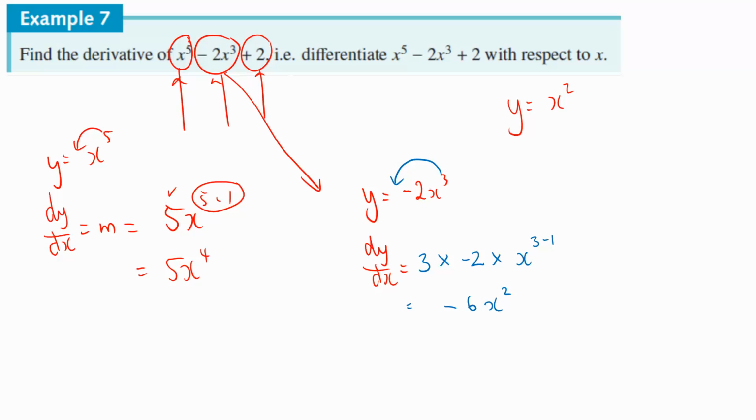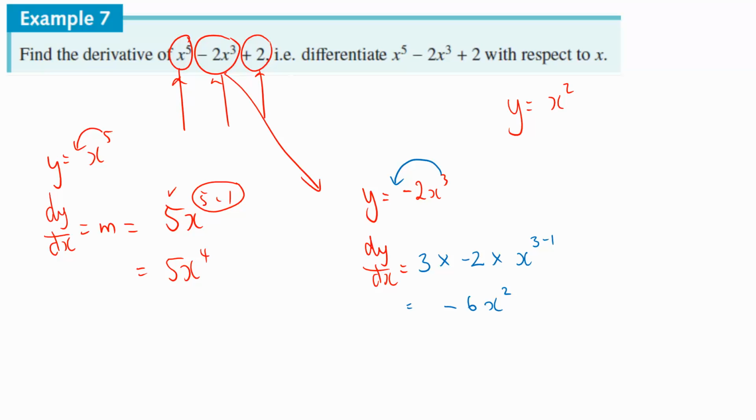Okay, so you can see I'm just differentiating each term. So this whole equation, I've differentiated x to the power 5, drop down the 5, take away the power by 1. So it becomes 5x to the power of 4. Next one, I did the same thing. I said, what if I had to differentiate this? Drop down the 3, so it becomes 3 times negative 2, x to the power of 3 minus 1. Same thing, minus the power by 1, negative 6x squared. Now, the last term, 2.